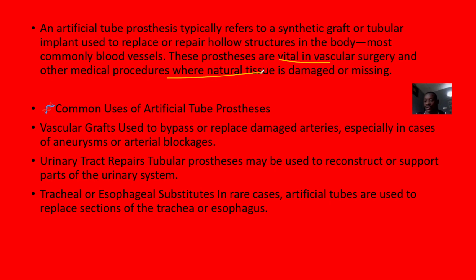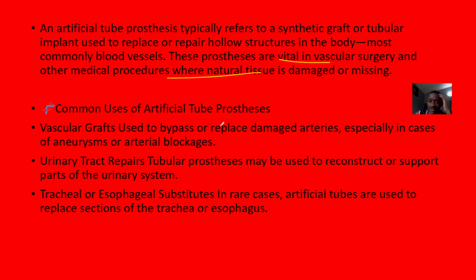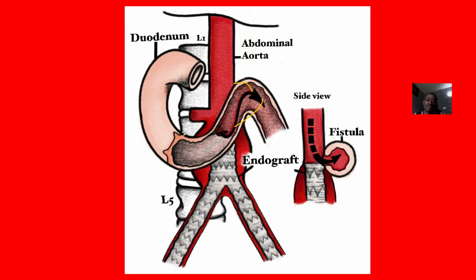Do you understand? Where the natural tissues there can no longer hold the vessel apart. Let me say there's an issue here and the blood vessel kind of constricts. Okay, so you can use a prosthesis to keep it patent, keep it open. You understand? So common uses of the artificial tube prosthesis include vascular grafts. So they can use it to bypass or replace damaged arteries. So if an artery is too damaged, I can even put it to bypass it.